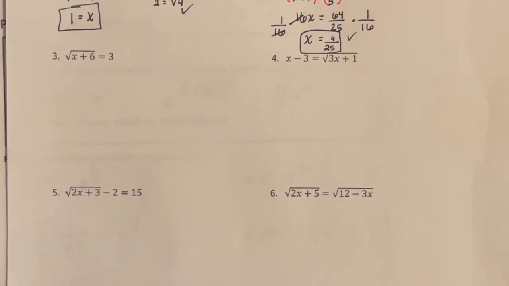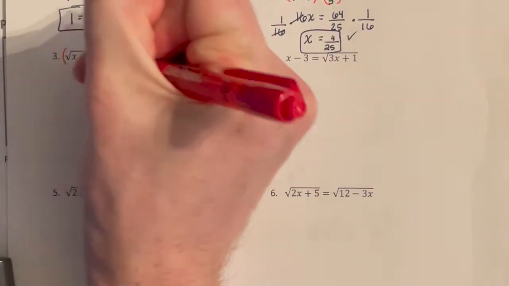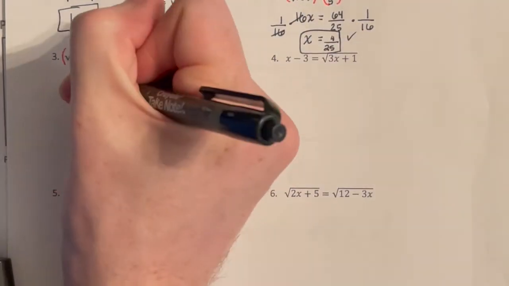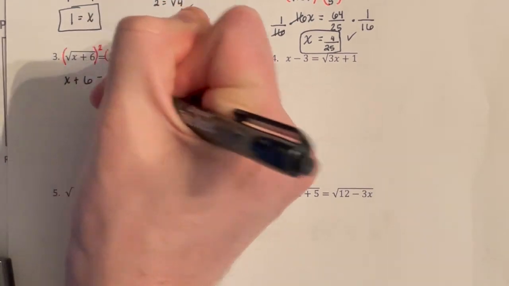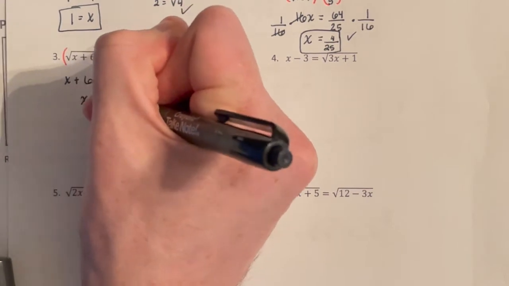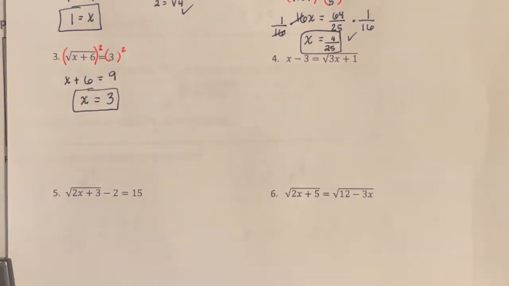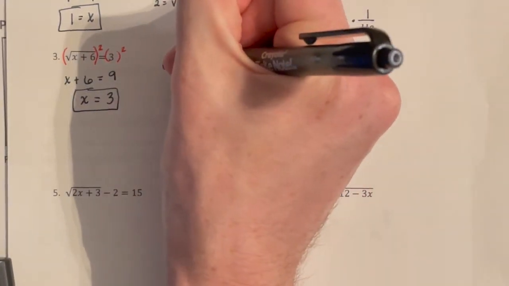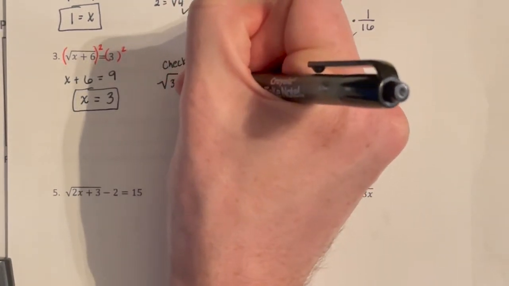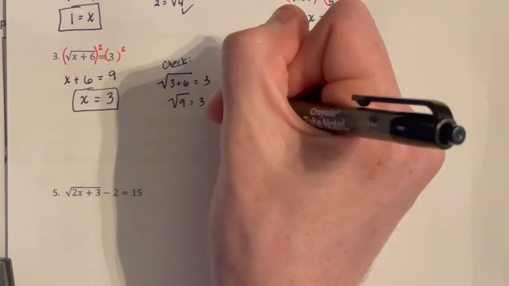All right, number 3, I would square both sides because this square root is already by itself. That leaves me with x plus 6, and then 3 squared is 9. We can subtract 6 from both sides, and that would leave me with 3. So that's all we have to do, but we do need to check. If I check it out, the square root of 3 plus 6 equals 3. Well, that's the square root of 9. The square root of 9 is 3, so yes, that does work.